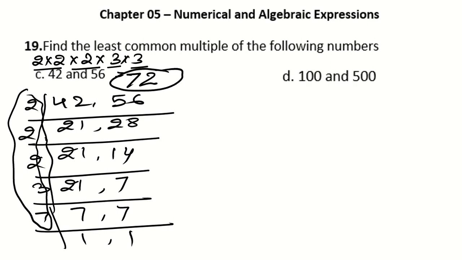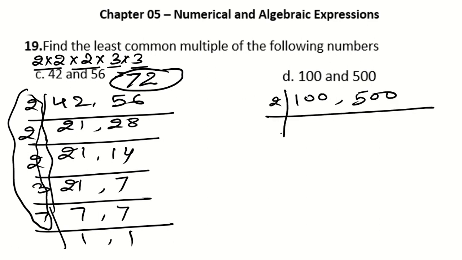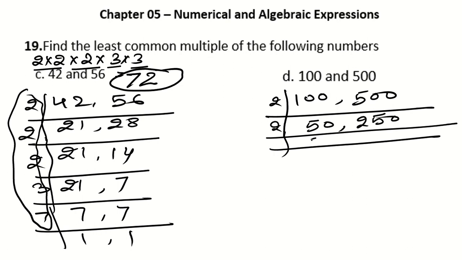Now next is 100 and 500. Okay. Now don't be scared with the big numbers. You can do it easily. So 100 and 500, we can divide it by 2. So 50 and then 250. Again divide by 2. So 25 and then 250 divide by 2 means 125.